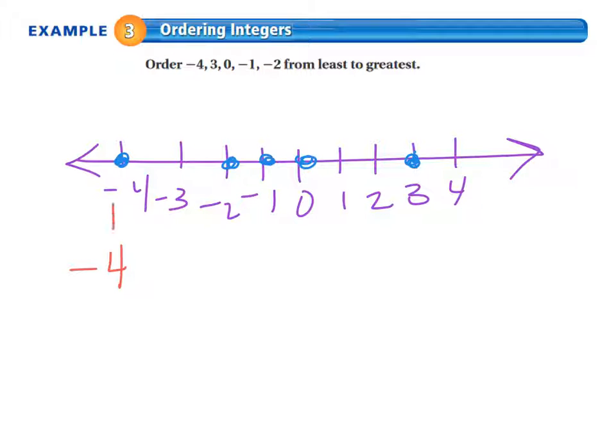Negative 4 is first, then I have negative 2, then I have negative 1, then comes 0, then comes 3. So in order from least, and that's the most left on the horizontal number line, to greatest is negative 4, negative 2, negative 1, 0, then 3.